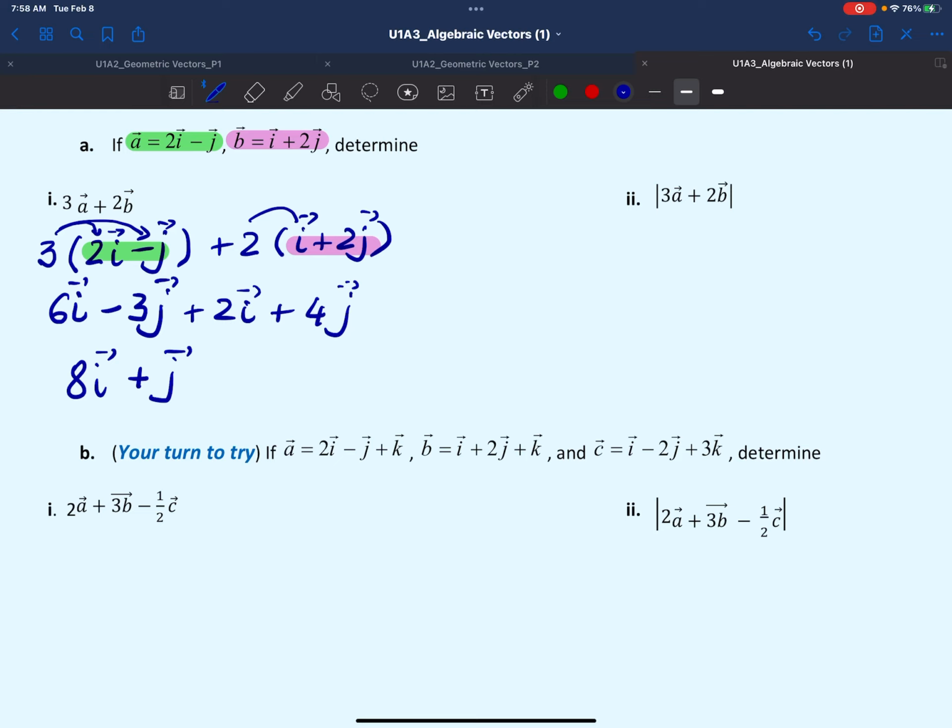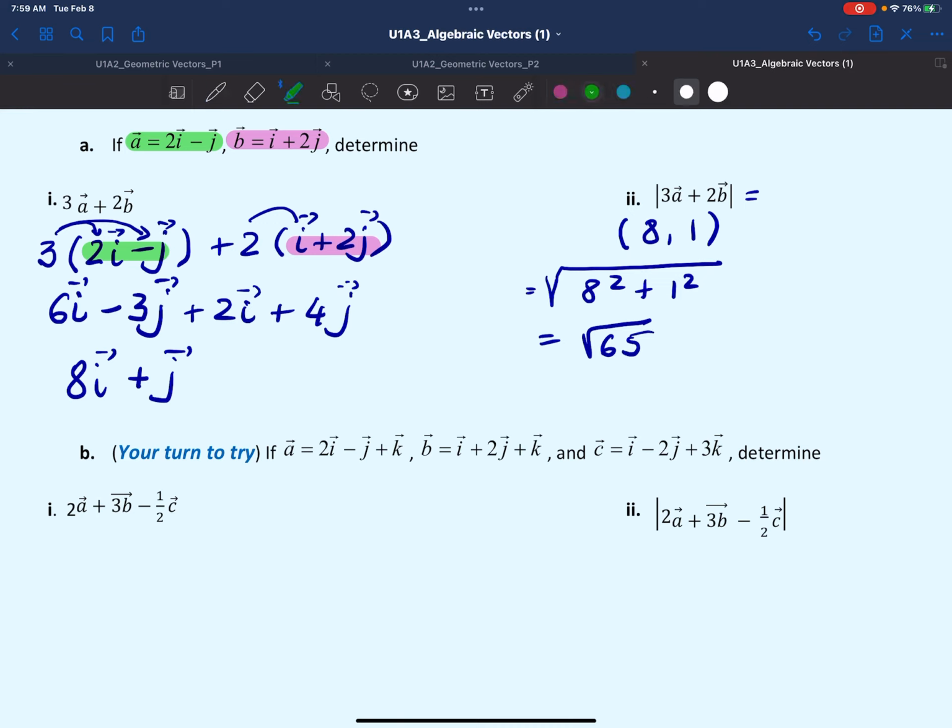So now that we have the standard form, we can write the component form, which is 8 and 1. And the magnitude will be equal to the square root of 8 squared plus 1 squared. So that's the square root of 65. Now your turn to try.